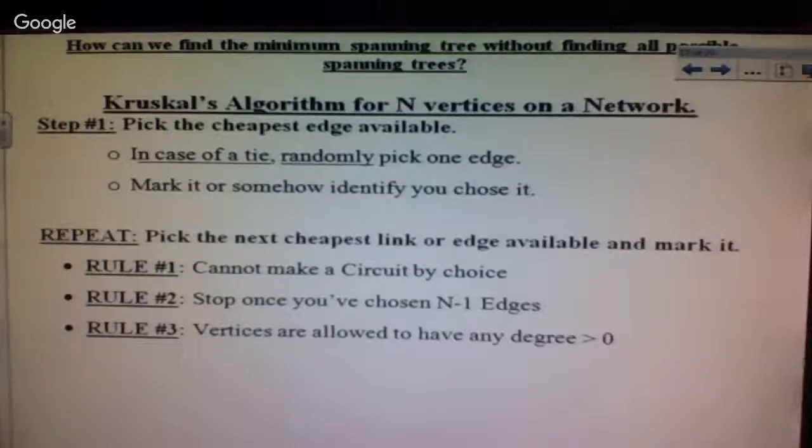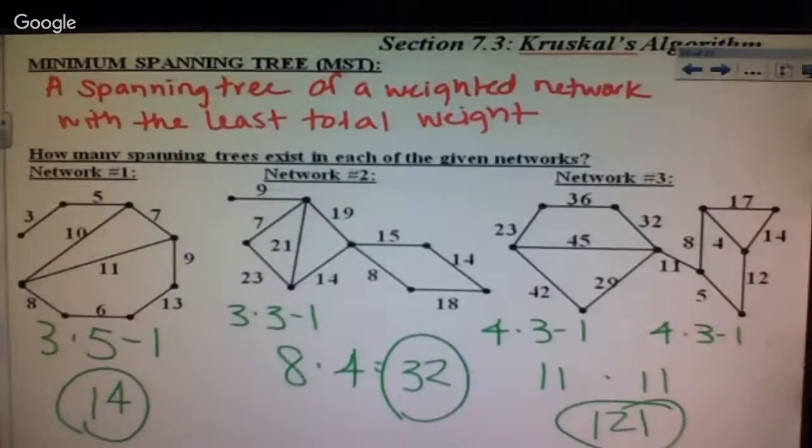So it's basically cheapest link, except rule number 1, we're not making any circuits at all, ever. Never. Not even at the end. We're not connecting at the end. Rule number 2: once I've picked edges that are one less than my vertices, I stop. And rule number 3 is my vertices can have as many lines coming out of them as I want. So I'm not stopping at 2 anymore. I can have 5 lines coming out of a vertex. So let's go back to this. The easiest way I found to do this is, first off, how many vertices are in network 1?